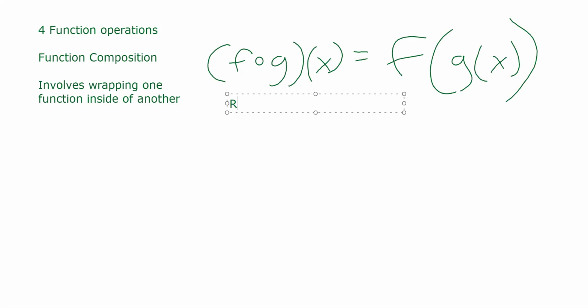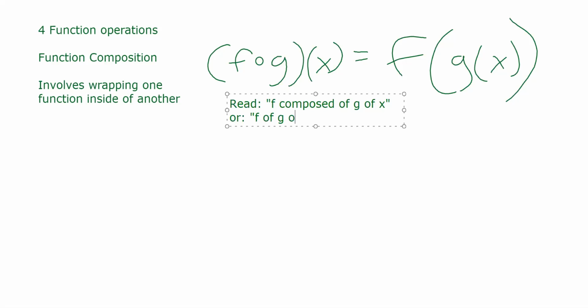So you read this, F composed of G of X, or you can say F of G of X. F of G of X over here. Okay, what that's going to be is, let me show you an example.